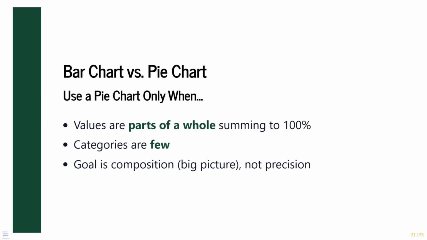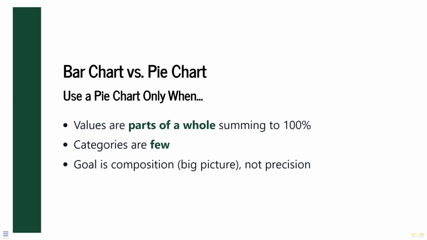Use a pie chart only when the values represent parts of a whole that add up to 100%. Pie charts are specifically designed to show how a total is divided among categories. If the data do not represent proportions of a single whole, a pie chart is misleading. Use a pie chart only when the number of categories is small. Pie charts work best with a limited number of slices, ideally no more than 4 or 5. Too many slices make the chart cluttered and difficult to interpret.